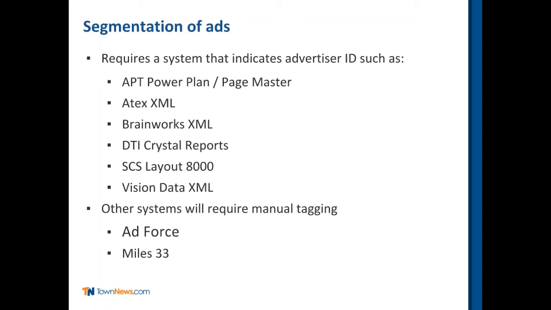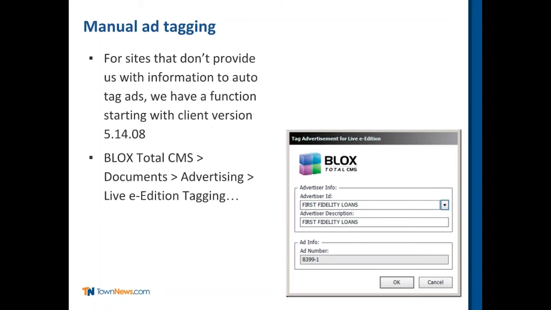Because of that, back in, again, the client version 5.14.08, where we got the ad tagging, we actually built a dialog to allow ads to be tagged. And that's at BLOX Total CMS, Documents, Advertising, and Live e-edition tagging. And this is what the dialog looks like. It's a neat little thing. It actually allows you to search for the advertiser ID. And these can be numbers, these can be names. It's however you've decided to put them together in the ad system, as well as in the Live e-edition configuration that connects to Business Directory.